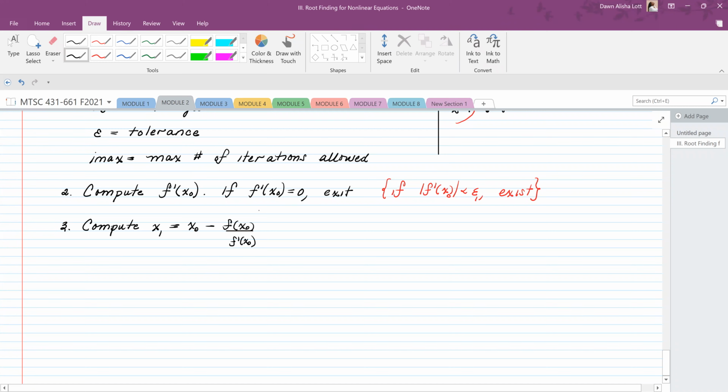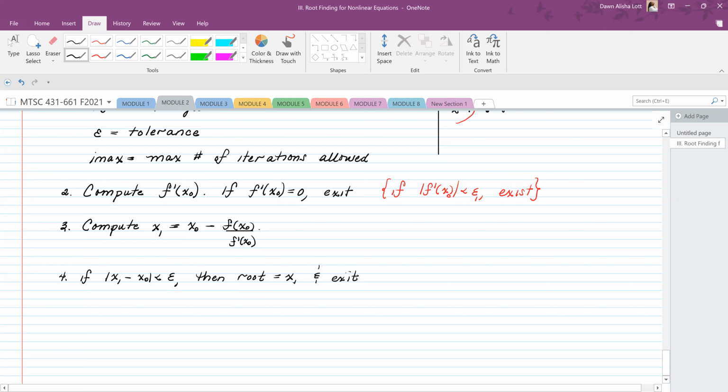So now that we know x1, now we want to check, number 4, how close are they? So if the absolute value of x1 minus x0 is less than epsilon, then the root is equal to x1. We'll print that out and then we'll exit.